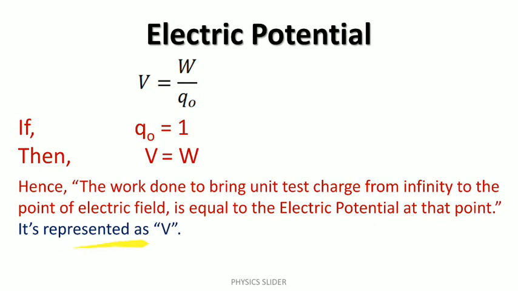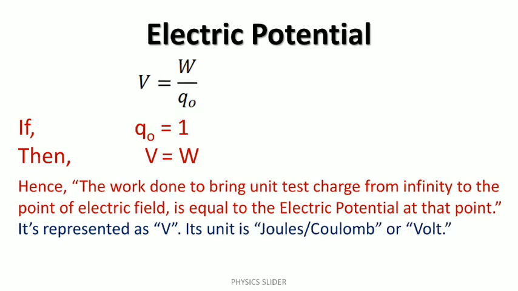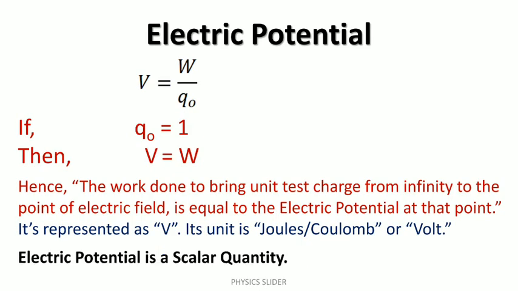It is represented as V. Its unit is joules per coulomb, as that was in electric potential difference, or volt. And one more thing, electric potential is a scalar quantity. We don't need to define the direction of the electric potential, as it does not have any direction. It is a scalar quantity.